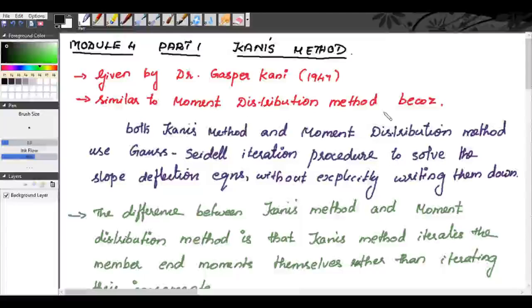So this we obtained in 1947, given by Caspar Kani, and this is similar to the moment distribution method because both Kani's method and the moment distribution method use the Gauss-Seidel iteration procedure. So both use the iteration procedure to solve slope deflection equations without explicitly writing them down. See, we don't write the slope deflection equation, but we reduce it into some other form and we solve our problems. We analyze the indeterminate structures. That is the beauty of both the moment distribution method and Kani's method.